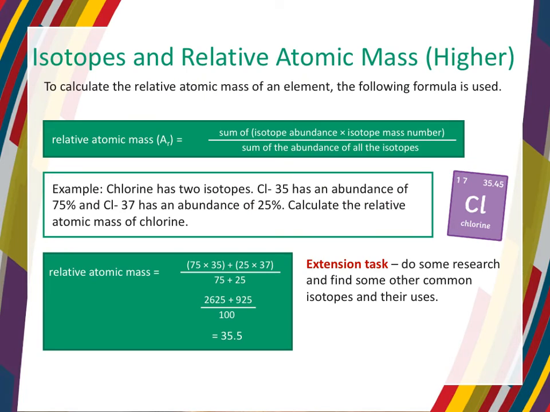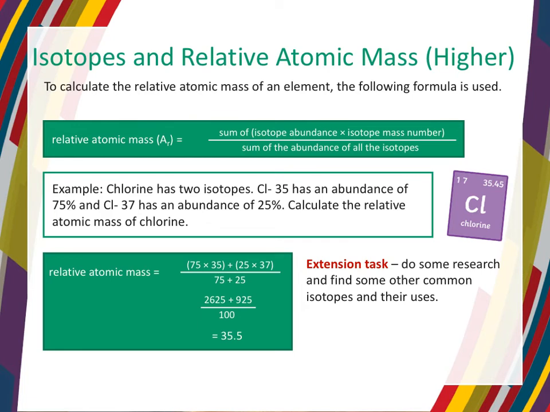Okay, isotopes and relative atomic mass. This is for higher tier students. To calculate the relative atomic mass of an element, the following formula is used. It's the sum of the isotope abundance times the isotope mass number. So you might be given a sample with a certain percentage of one isotope and a certain percentage of the other. We would take the sum of the abundance times the isotope mass number, and divide it by the sum of the abundance of all of the isotopes.